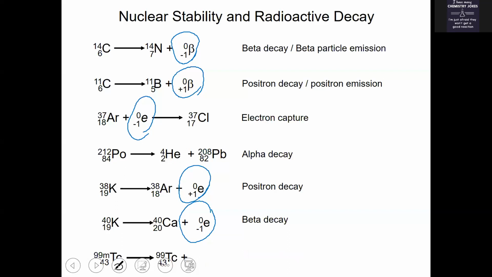In the last one, things look a little different. The mass doesn't change, the atomic number doesn't change. Yeah, we emit something called a gamma particle. That's a gamma decay. If you take a look, this little m tells me that's a metastable technetium, and that metastable technetium can decay by emitting a gamma particle. So that little m tells me a high energy gamma particle can be emitted to make regular technetium-99. So watch out for that little m on occasion.